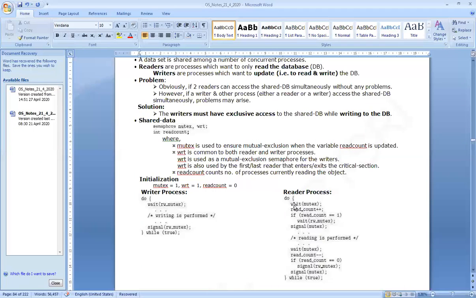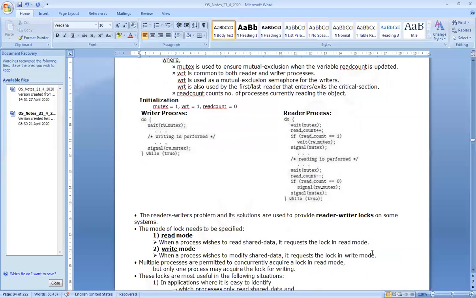Okay, and we use this inbuilt wait function. Then after that, the signal function. Then again the signal function, and again the wait function. So all these wait and signal functions we use in the reader and writer procedure.